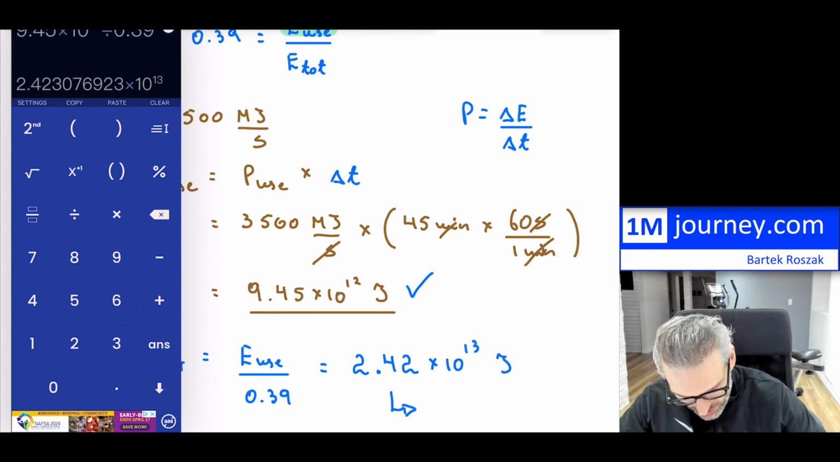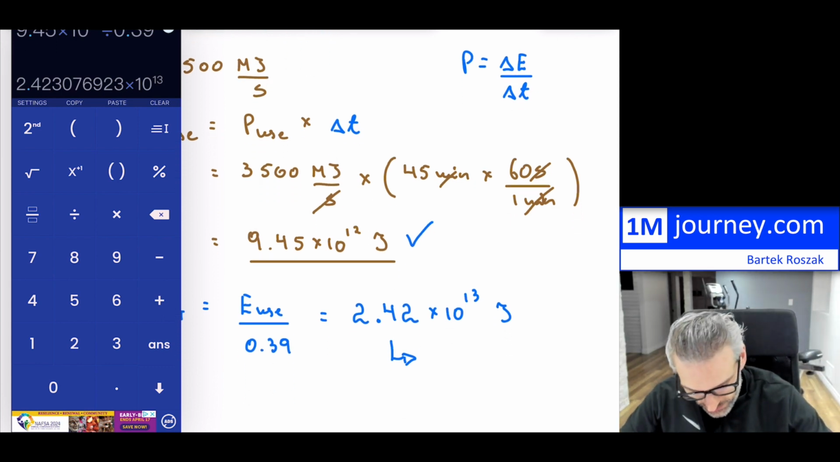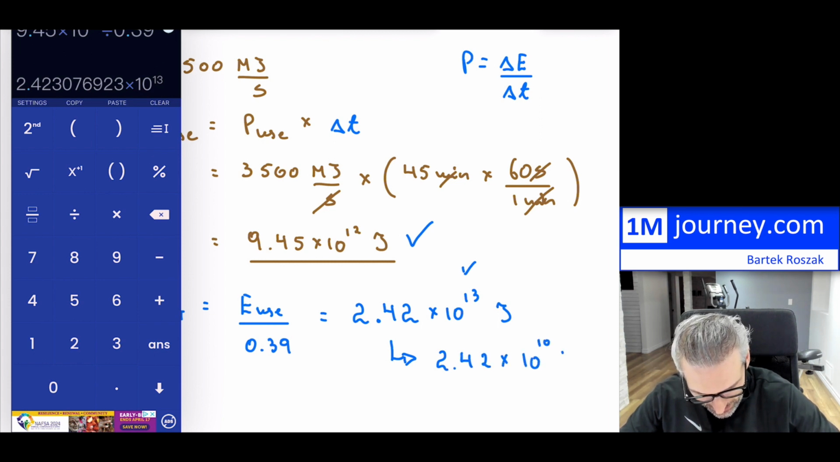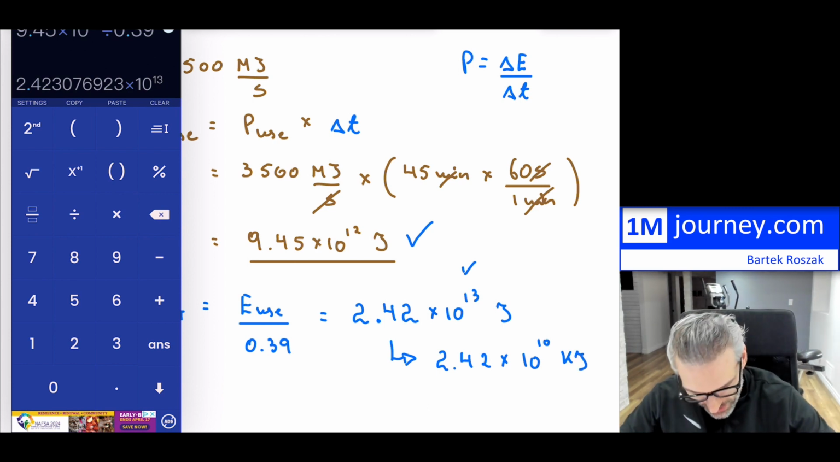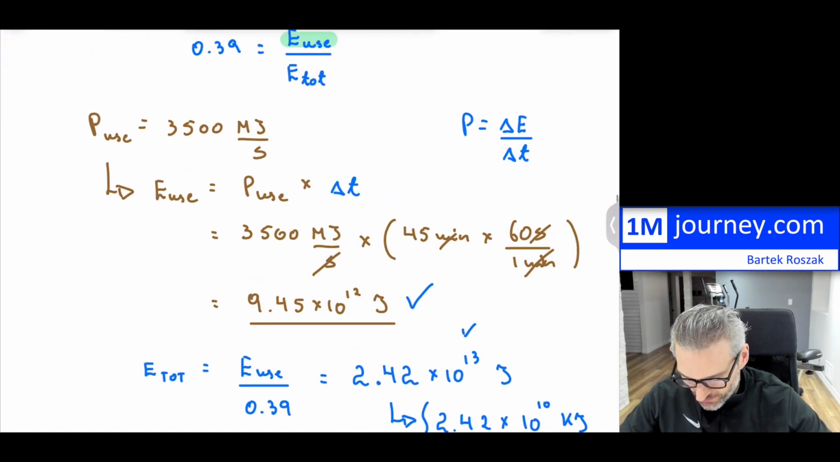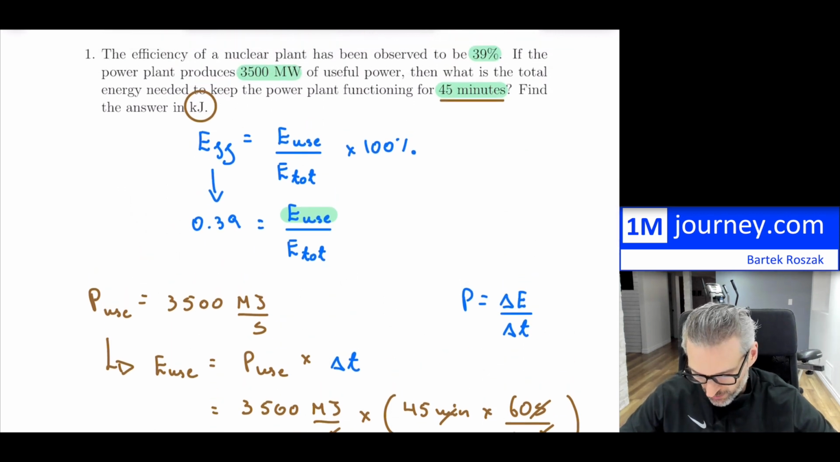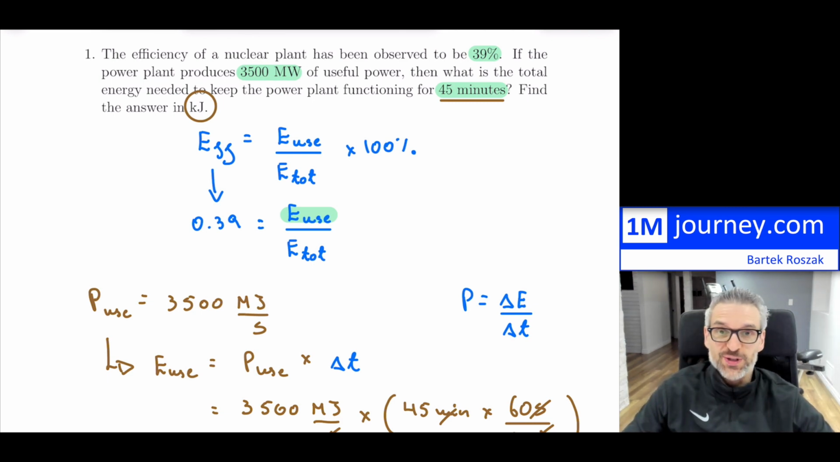So now if you want to change joules to kilojoules, right? So you're going to have to move the decimal over. In this case, it's going to be the scientific notation. So it's still going to be 2.42, but instead of 10 to the 13, it's going to be 10 to the 10 kilojoules, because remember, kilo is just times 10 to the 3. So that would have been your answer to this question. So that's the entire thing. So it's a little bit of work, but it forces you back into power and efficiencies as well. So it's a good example. That is it for this one.